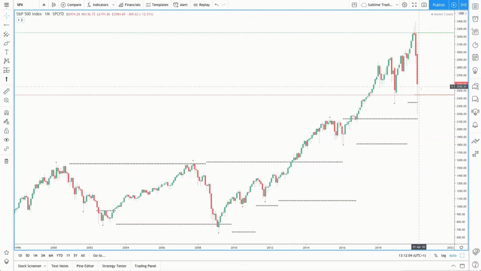So this area is acting as support, as did this area of support, which again is the high of May 2015 and the low of December 2018. These support levels held strong. The bulls came in, pushed price back up.